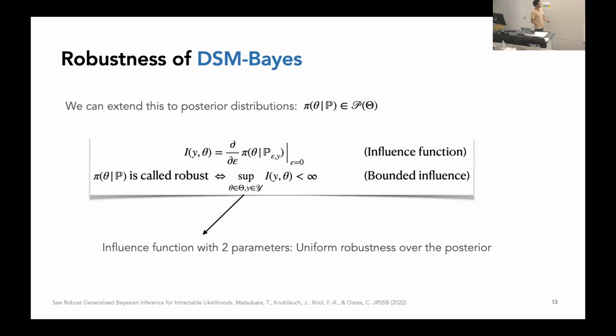You can extend this idea to the posterior distribution, but now it has to be bounded in the two parameters, theta and y. You define it with the same idea: you have the influence of the contamination on the posterior, and if your posterior influence is bounded over theta and y, then you call the posterior robust.